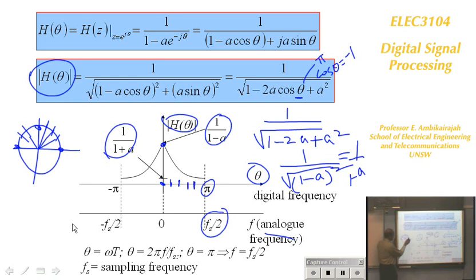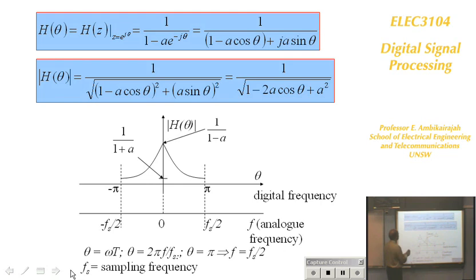Theta equals 0, theta equals, say, pi over 4, maybe, pi over 2, and so on. And what does it look like? And I finished this, and this is my graph, and I'm looking at the response. When I look at the response, my first question is, what is this filter? This transfer function, H(z) equal to 1 over 1 minus a z to the minus 1, is a filter. What filter is this? It's a low pass filter, because high frequencies are suppressed, low frequencies are enhanced. So this transfer function is a low pass filter.